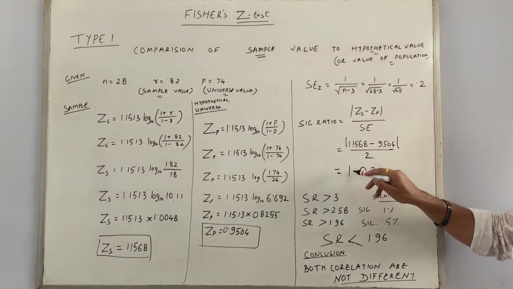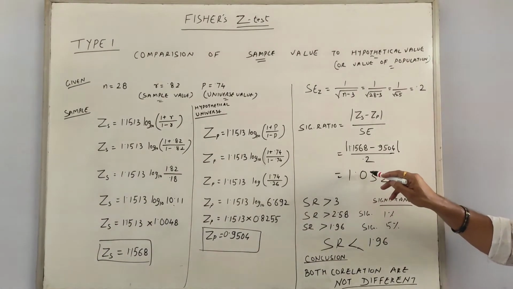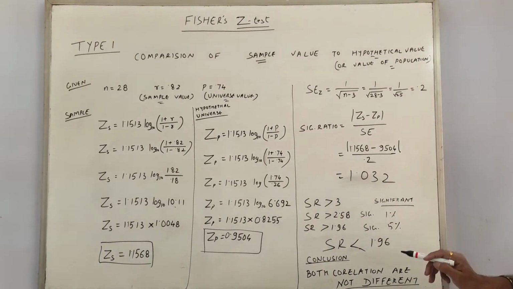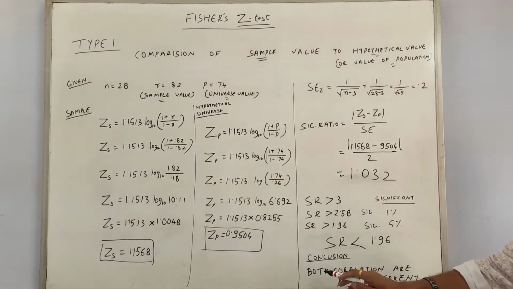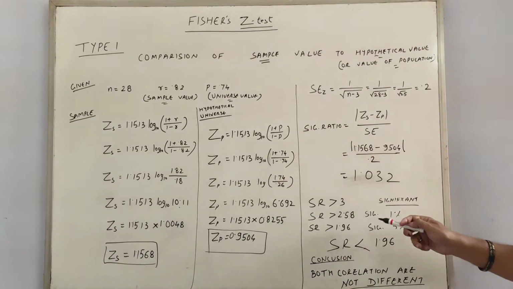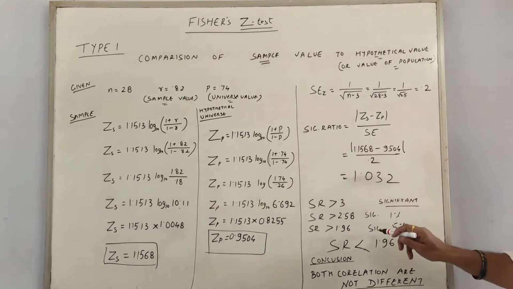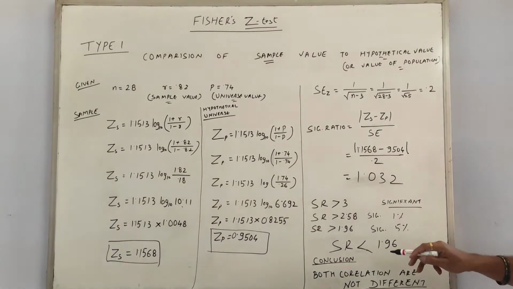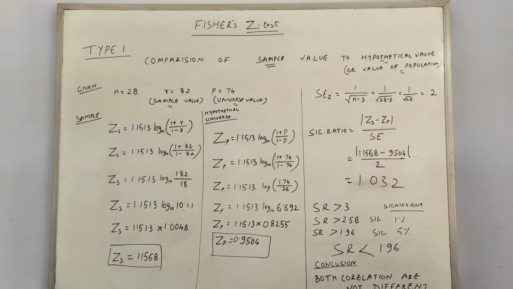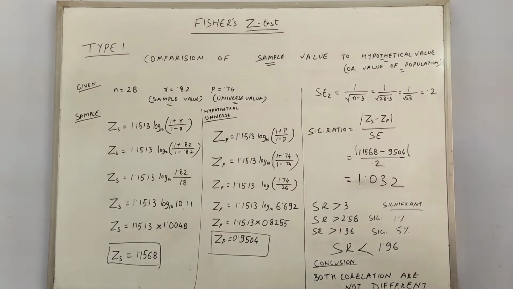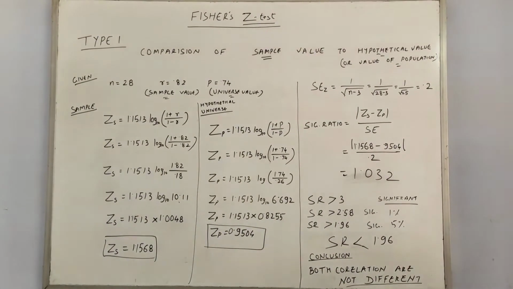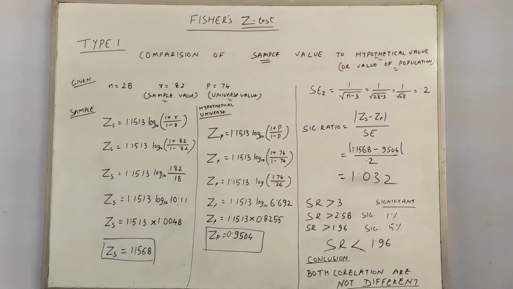But in our case, our calculated value is 1.032. So this is even lesser than 1.96. That means the conclusion is that both correlations are not different. There is no question of their being different because they are less than even 1.96. If it had been greater than 3, then they would have been different, to the extent of 100% and the like. So this is the question of type 1, sample to hypothetical.